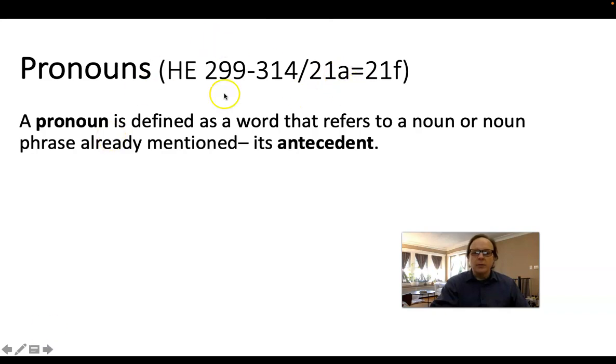If you have the Hardbrace Essentials book, it's on page 299 to 314 if you have the third edition, I think, and it's section 21A to F. So there's quite a bit there on pronouns because they can be kind of tricky to use.